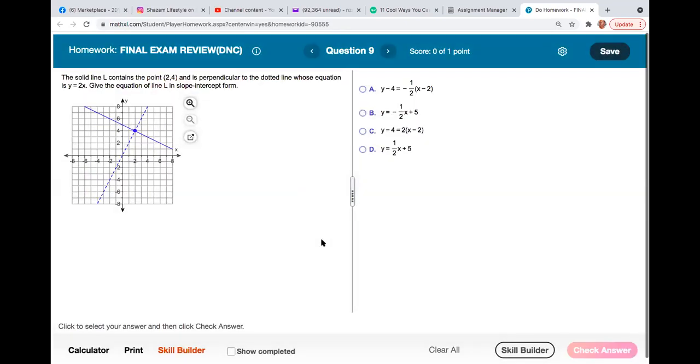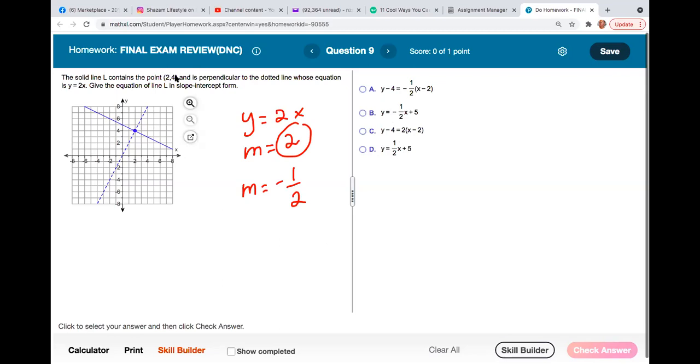Next, number 9. On this one right here, guys, here's what you have to remember about perpendicular lines. Perpendicular lines, they have opposite reciprocal slope. So the equation that's given to you is y equals 2x. Its slope is 2. So the opposite reciprocal of 2 is going to be -1/2. So if you start looking at the answer choices, guys, the answer cannot be letter C, cannot be letter D. So that leaves you with either A or B.